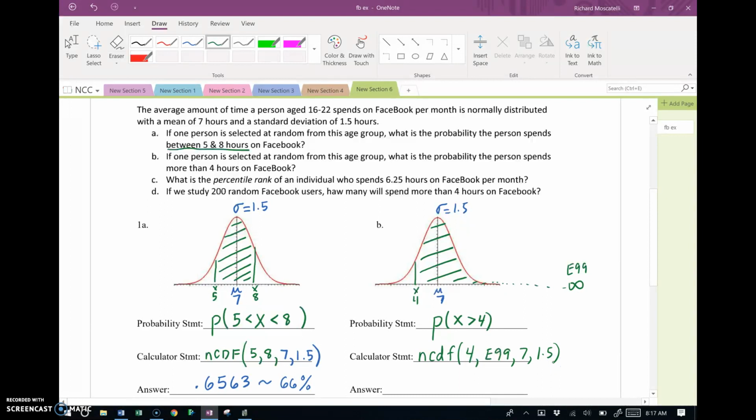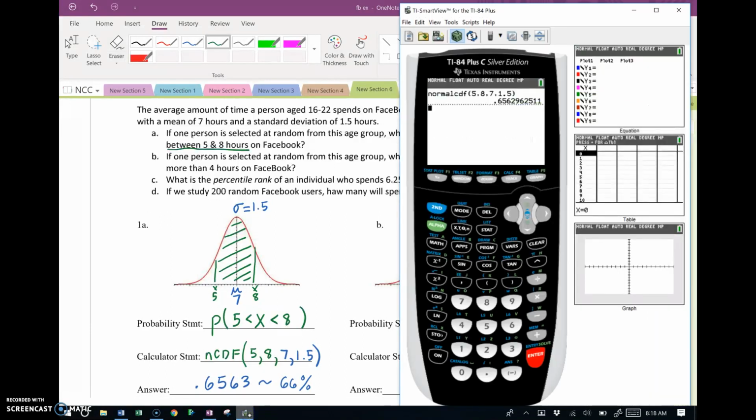So remember, what the calculator is doing is it's converting to a z-score, then looking the z-score up in the z-score table for us so that we don't have to do it. It's saving us some time. All right, so once you have this statement in here, it's virtually there, with the 7 and the 1.5 in there. So if you hit second enter, it just brings up the last thing you typed. And then what you can do is just go in there and modify it, which is kind of nice.